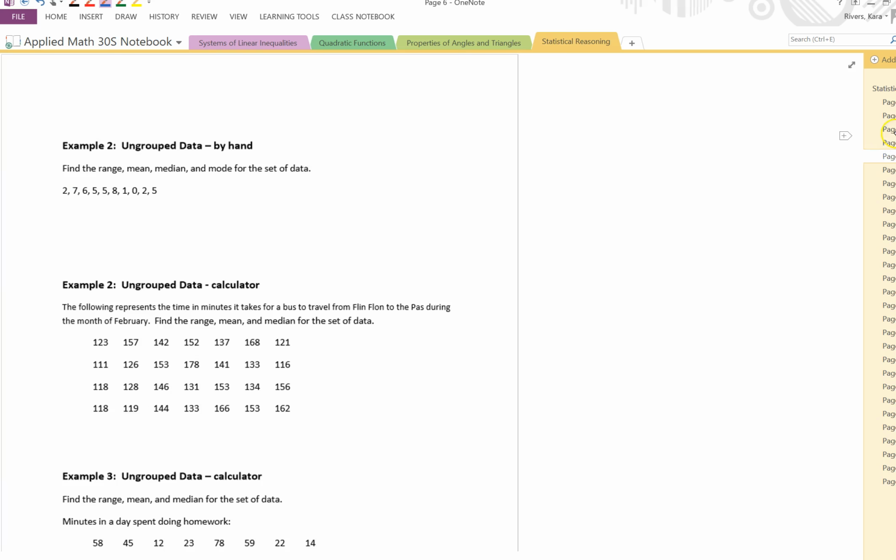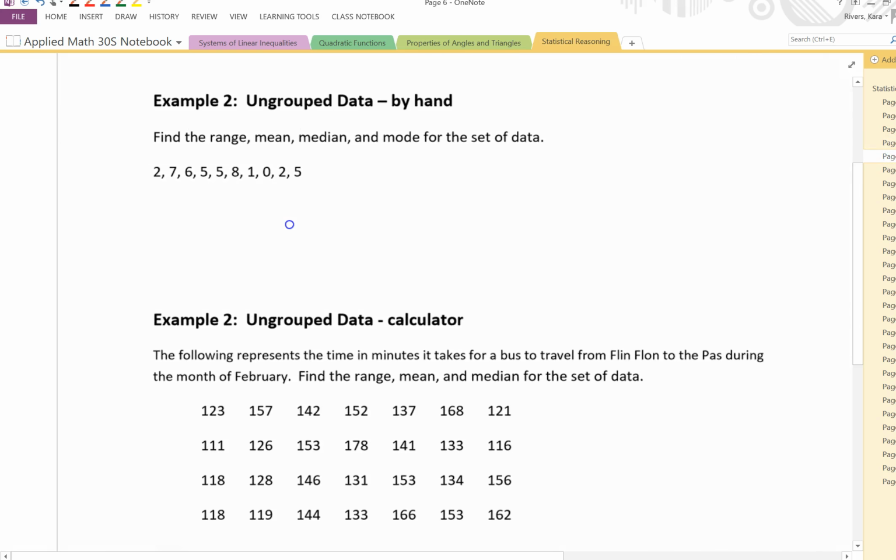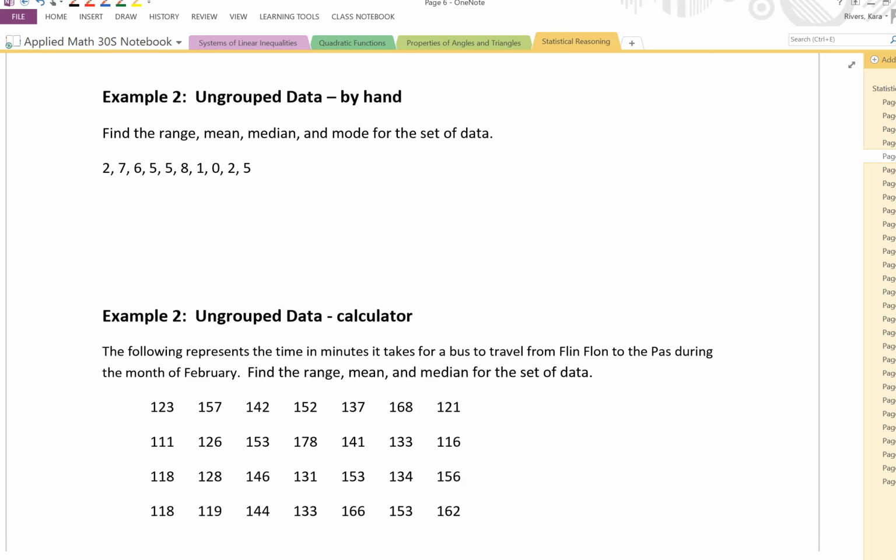Take a look at the next example here. Now here it says find the range, mean, median, and mode for the set of data. So we've got a list and we're going to figure this out. So in order to find the mean, what you're doing is you're adding them up. So you're finding the sum of all your values and then you're dividing it by how many values you have.